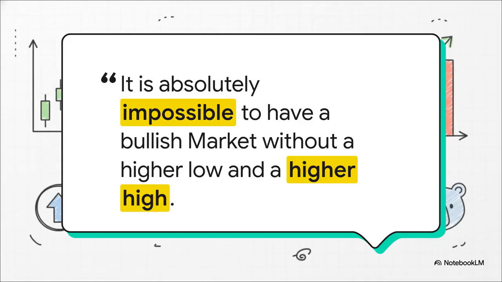And this right here, this is the key takeaway, straight from the source. And you've got to understand, this isn't just a suggestion. It's like a fundamental law of market physics. It is absolutely impossible to have an uptrend without those higher highs and higher lows, period. It really is that simple, and it's that important to get.